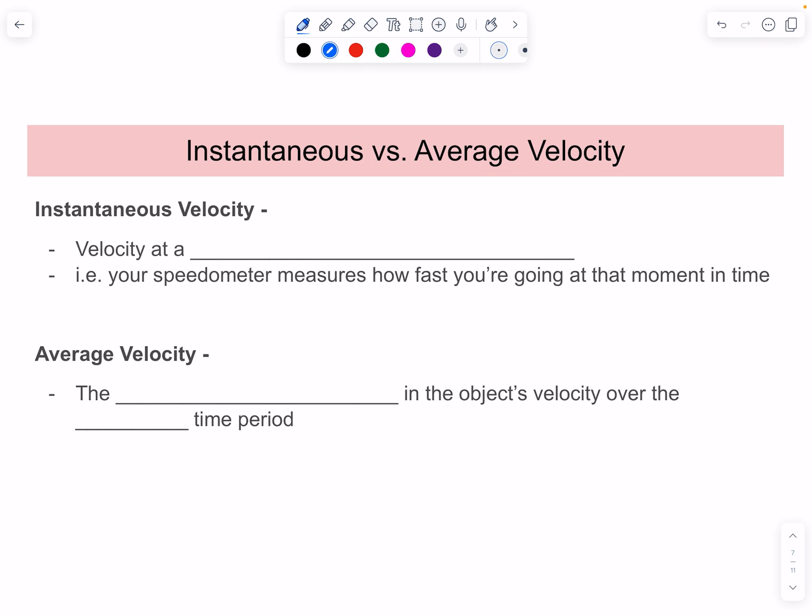Now looking at instantaneous versus average velocity. Instantaneous is a velocity at a given point in time. Right? So a great example of that is your speedometer. If you're driving down the highway 60 miles an hour, right, that's how fast you're going at that moment. Whereas average velocity looks at the overall change in the object's velocity over the entire time period.